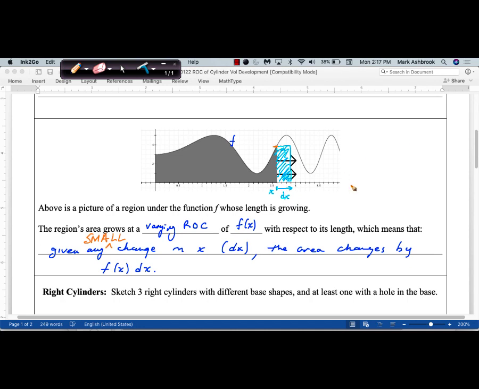Okay, other questions? Okay, so we're talking about the rate. In this case, the rate of change is f of x. As long as we have small changes in x, we can get small changes in area by going f of x times dx.